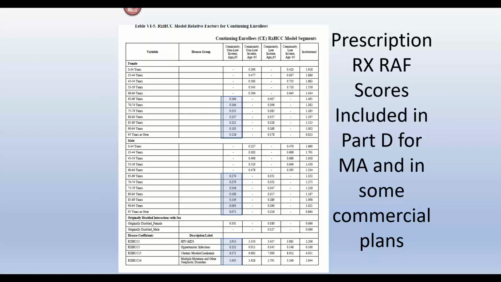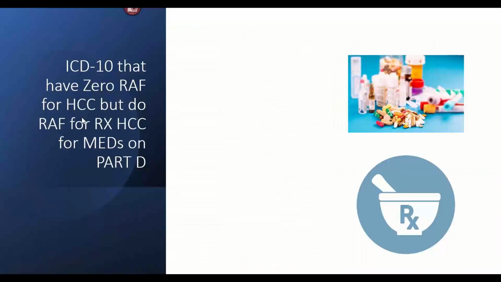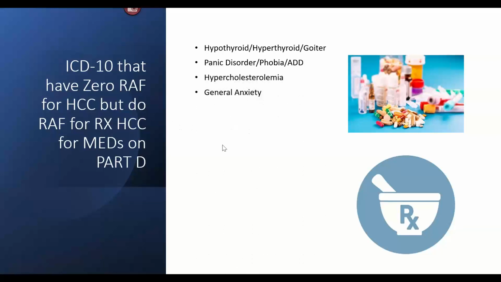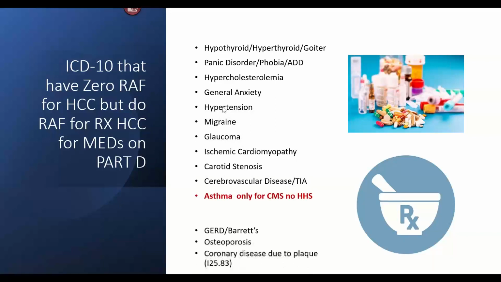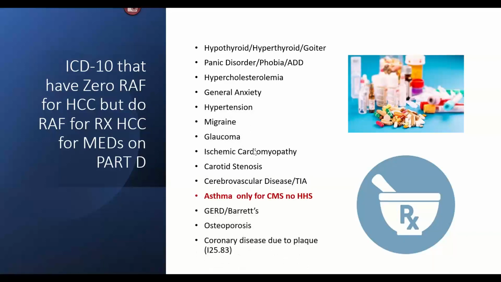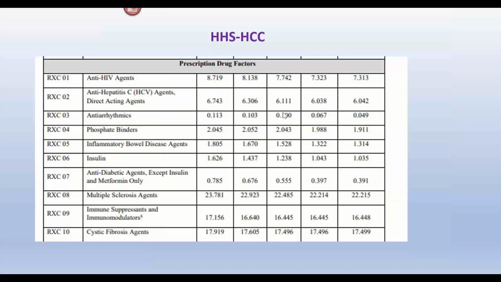This is mainly for Part D, but some commercial payers do use this, where patients get a score based on their diagnosis. So they may get a 0 RAF, but they do RAF for this, with the exception here of asthma, which I'm going to show you. These diagnoses don't really RAF for a score, but they do give a RAF medication, especially for the CMS version, and in some commercial versions they do too. So it's important to include these diagnoses when you are seeing patients. Again, just a review, we did include the drugs in the HHS.